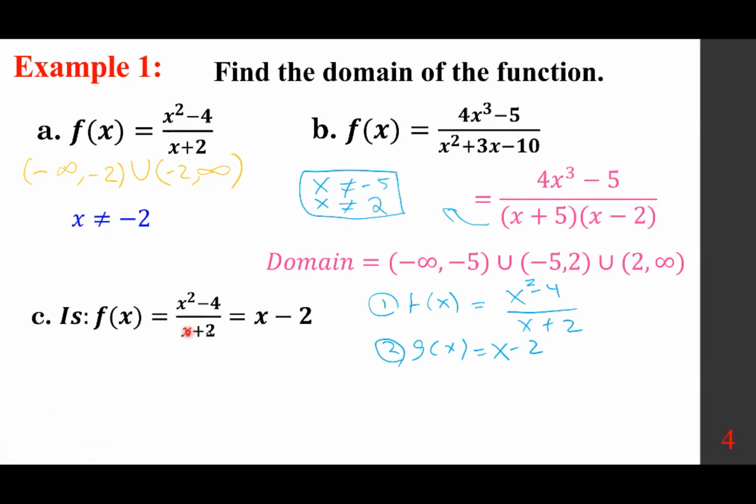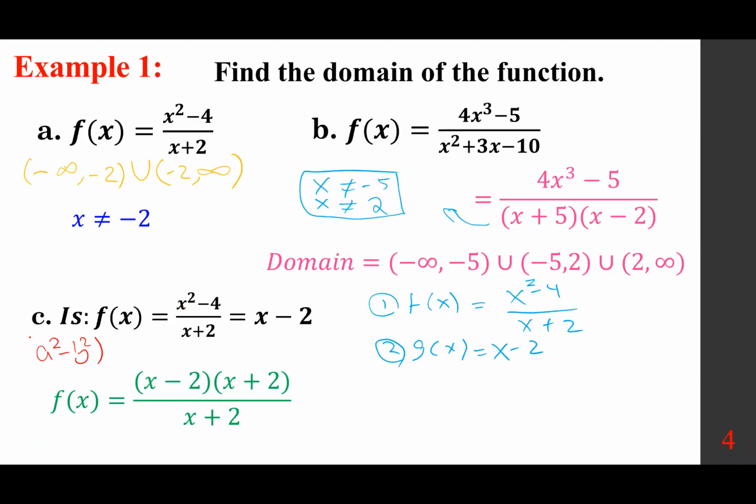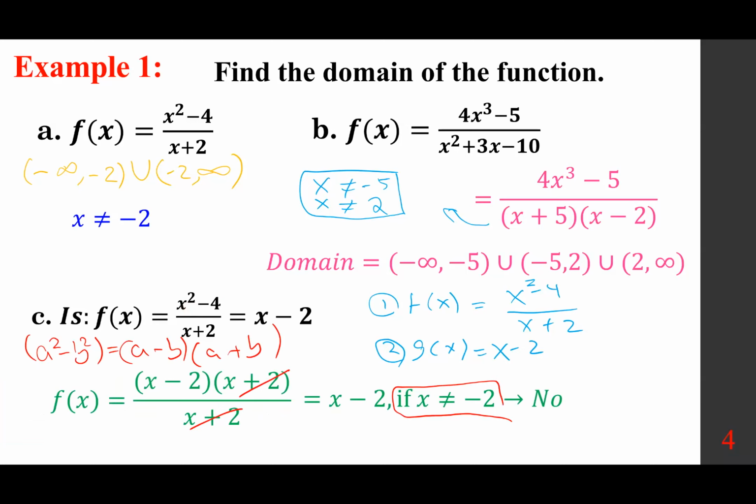The answer is no. Why is that? We're going to factor the top into x minus 2 times x plus 2. Let me remind you that we are using a squared minus b squared equals a minus b times a plus b. So we can cancel out those two. And it's equal to x minus 2 under one condition. And here's the condition that you want to pay attention to. What does it mean? It means if we graph this one, it doesn't have any hole. But if you graph the other one, it will have a hole at x equals negative 2. So they are identical with the exception of at x equals negative 2.